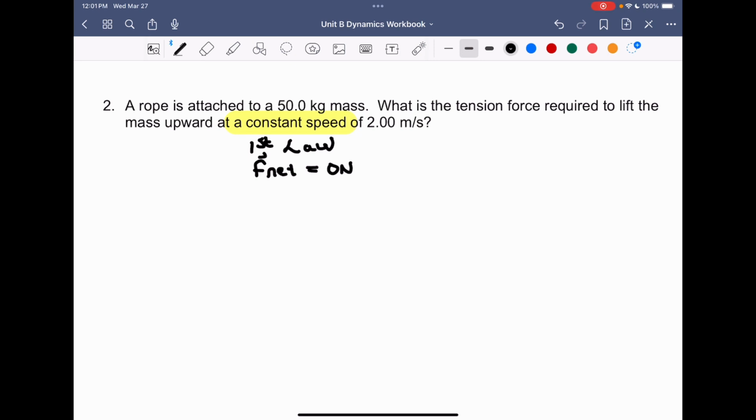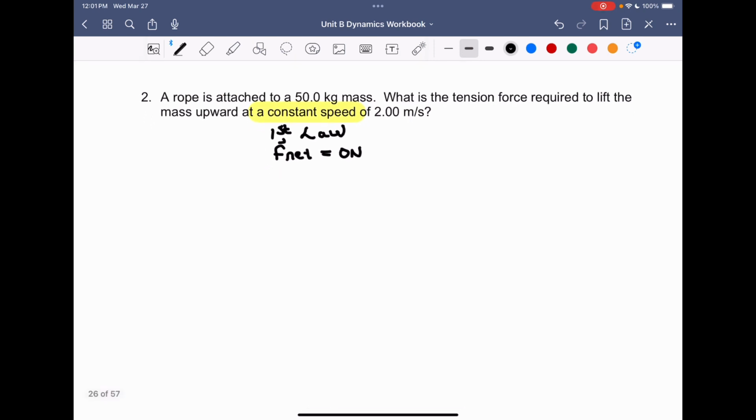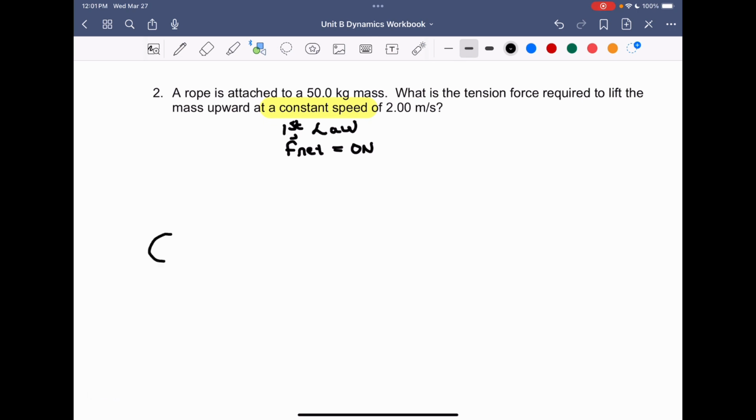Now, we're going to break this apart in the same way. Before we create our Fnet statement, what we always want to do is create a free body diagram. I would highly recommend that. So I'm going to put a ball and a string, or whatever this is, this mass attached to the rope. And then what we're going to do is put our index just like we did before. So we're going to have a positive index, we're going to have a negative index.